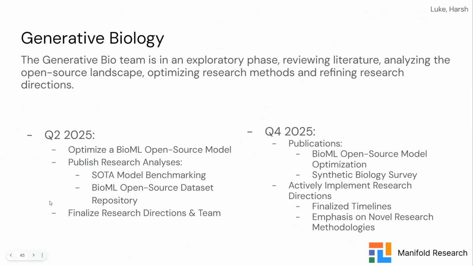And then moving into the longer term, Q4 of 2025, we are aiming to have a couple of publications, one of the open source model optimization work that we'll be doing soon, as well as a survey of the synthetic and generative biology space. We also, at this point, want to actively be implementing each of our finalized research directions. So we'll likely have different subgroups, those focused on synthetic biology more broadly and medicine, and then perhaps those who are more focused on drug discovery. There's still a lot of possibility here, but those are a couple of directions that we could take based off of our initial research directions.